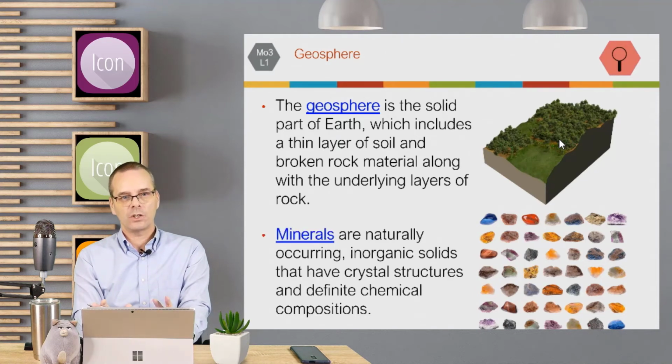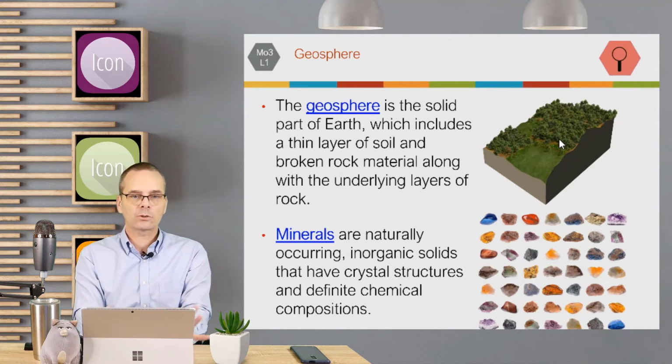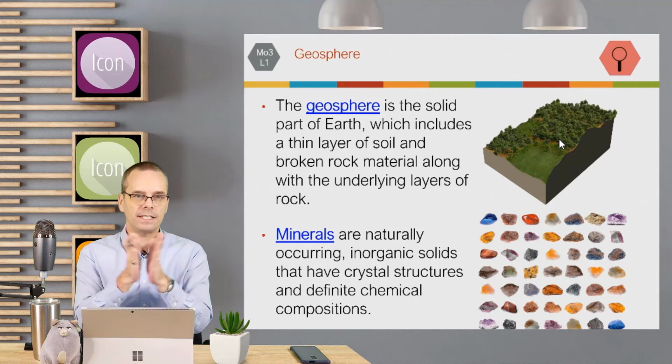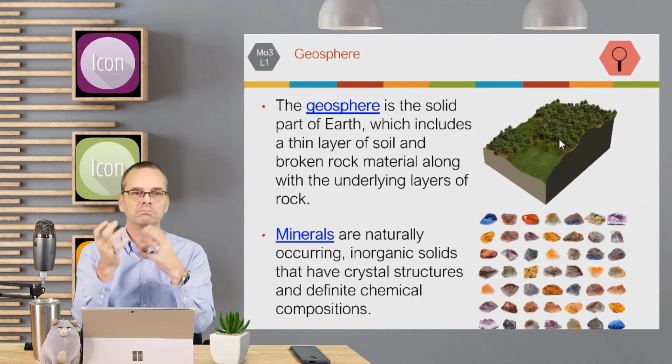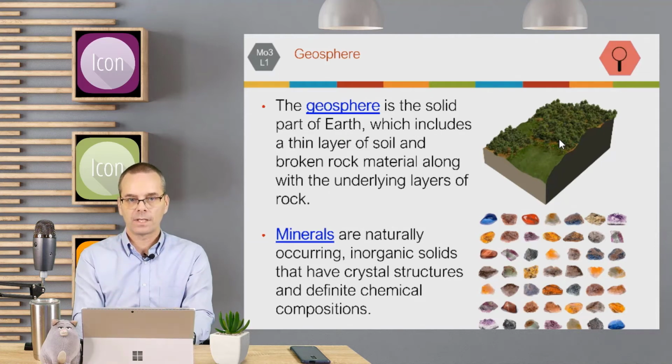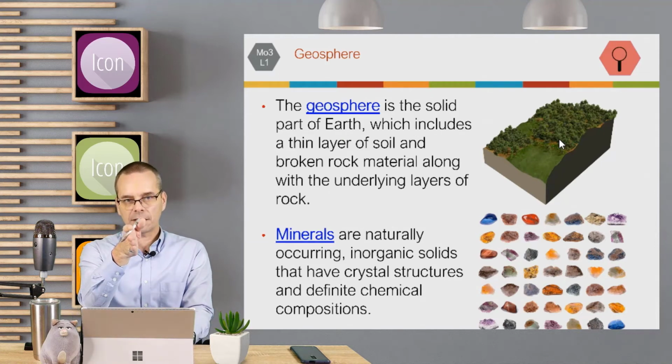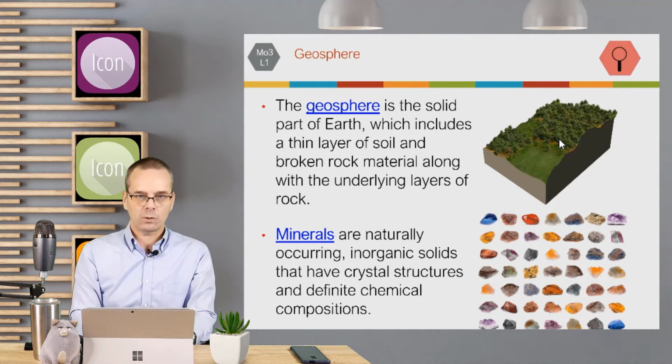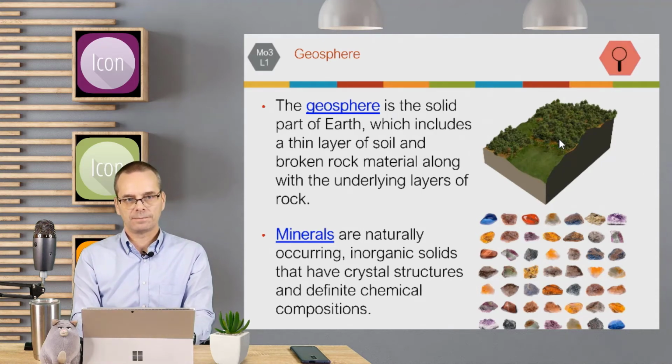Now, in the geosphere, you have minerals. Minerals are valuable. They are naturally occurring inorganic, which means they are not alive. And they usually have a crystal structure, and they have definite chemical makeup. You know, each one is very unique. So it has a very specific type of chemical makeup. All right? And we use these minerals for many different purposes.